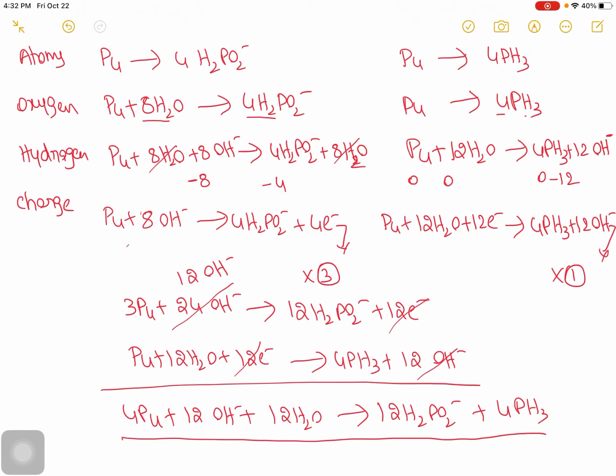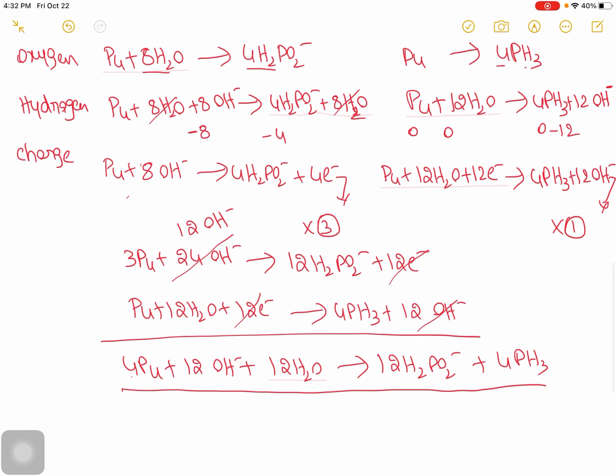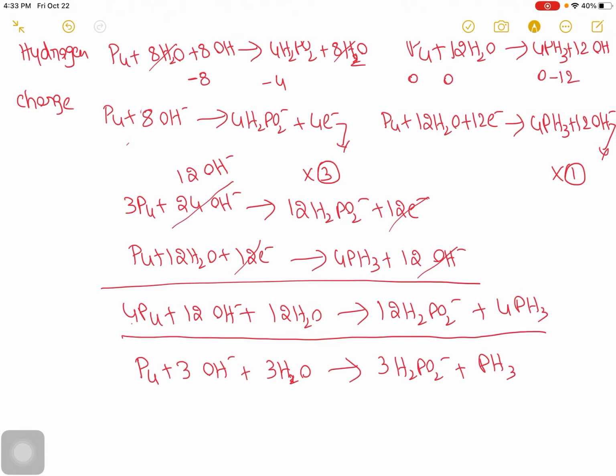Finally, verification. How many phosphorus? 4P4. Actually in all these substances 4 is a common term, so we can divide by 4. Now the remaining is P4 plus 3OH minus plus 3H2O gives rise to 3H2PO2 minus plus PH3.